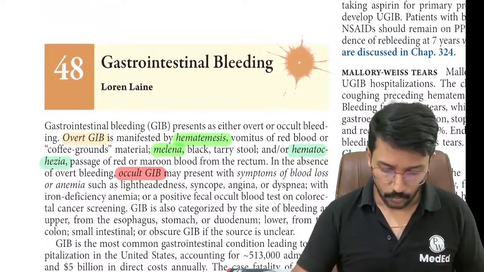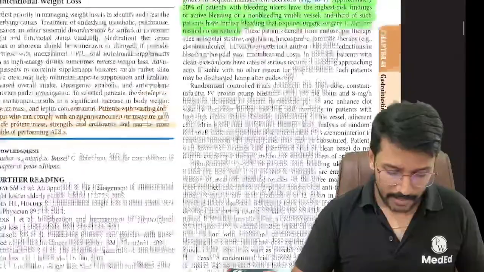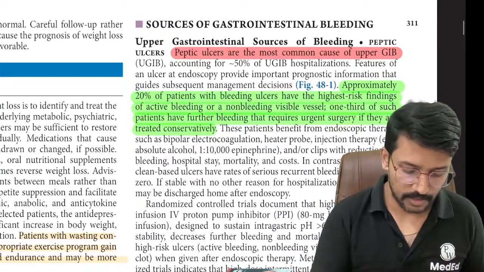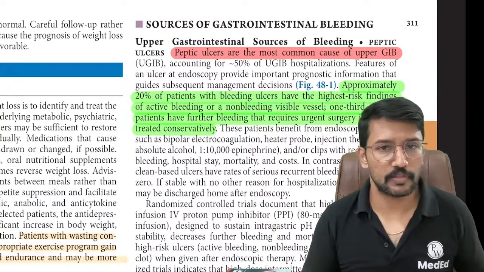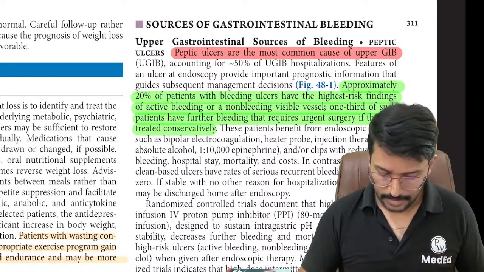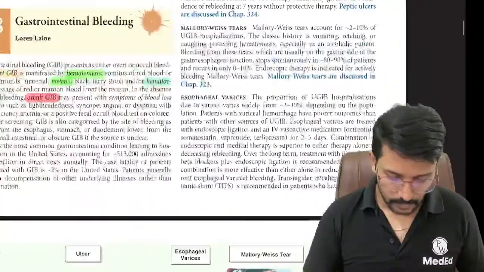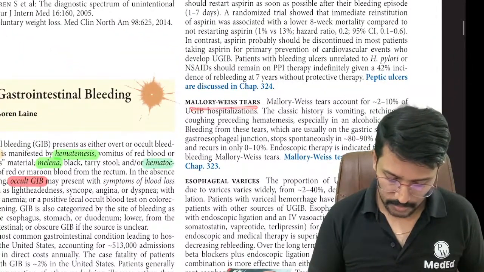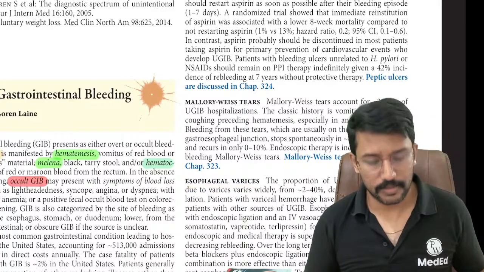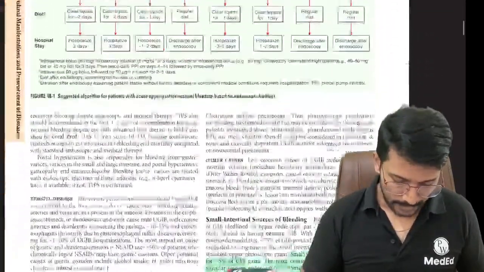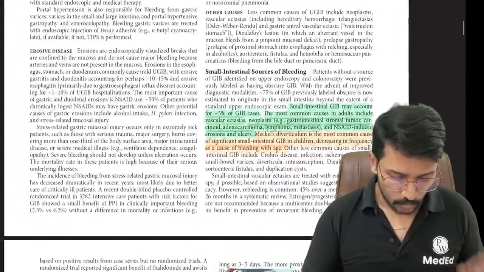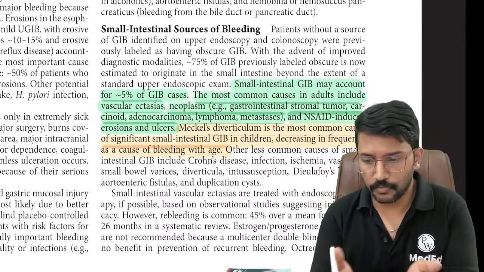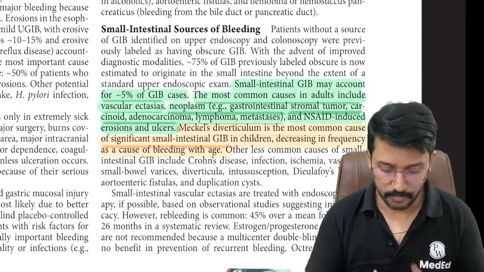Okay. Now, Harrison mentions the causes or sources of upper GI bleed. He also clearly mentioned that peptic ulcer is the most common cause for upper GI bleed. Okay. And then he also mentions the other causes like Mallory-Weiss tear and esophageal varices. Okay. And then he goes on to elaborate a little bit about small intestinal sources of bleeding. That's what we were talking about now, obscure GI bleed.